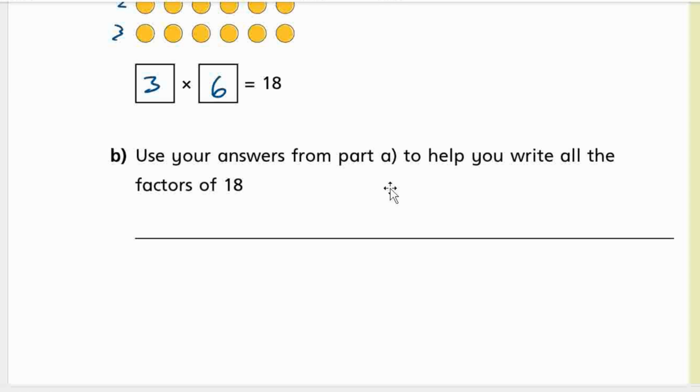Use your answers from part A to help you write all the factors of 18. So can you remember all the factors? So we have 1, 18, 3, 6, 2, and 9. They're all the numbers that go into 18. There aren't any other ones. So there's 6 numbers.